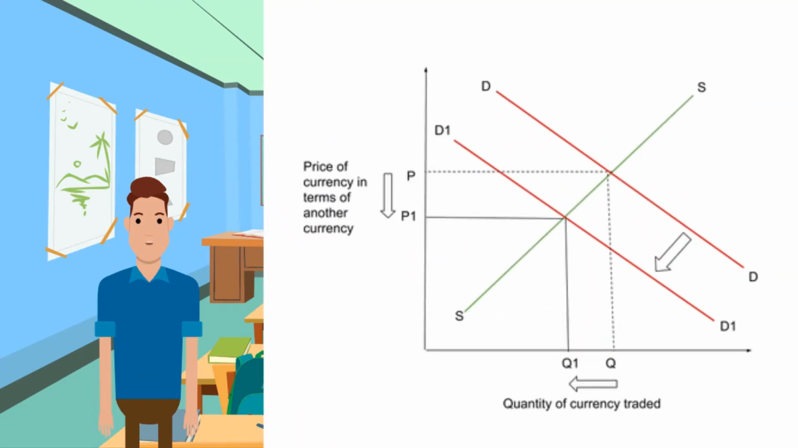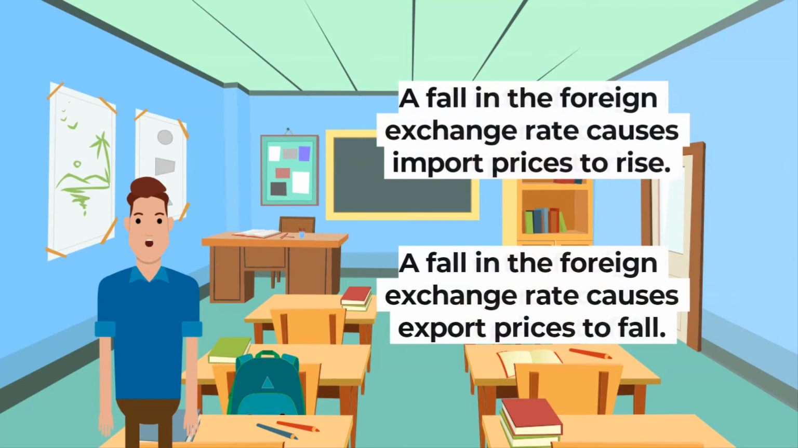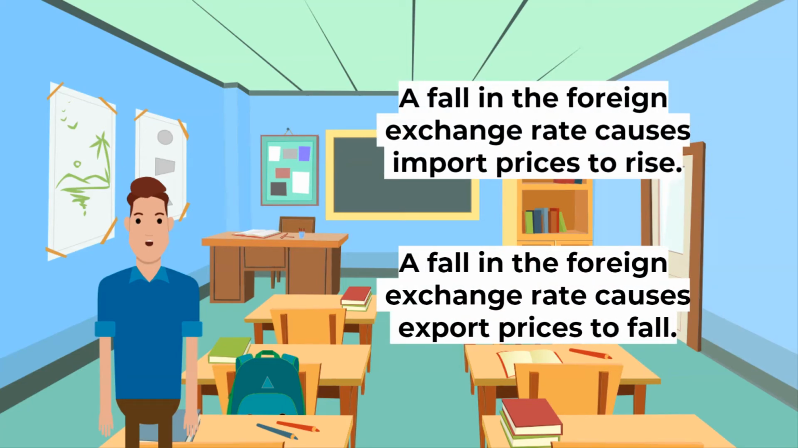A fall in demand for the domestic currency, or a rise in supply, causes its exchange rate to fall. What are the consequences of foreign exchange rate fluctuations? 1. A fall in the foreign exchange rate causes import prices to rise. Similarly, a fall in the foreign exchange rate causes export prices to fall.